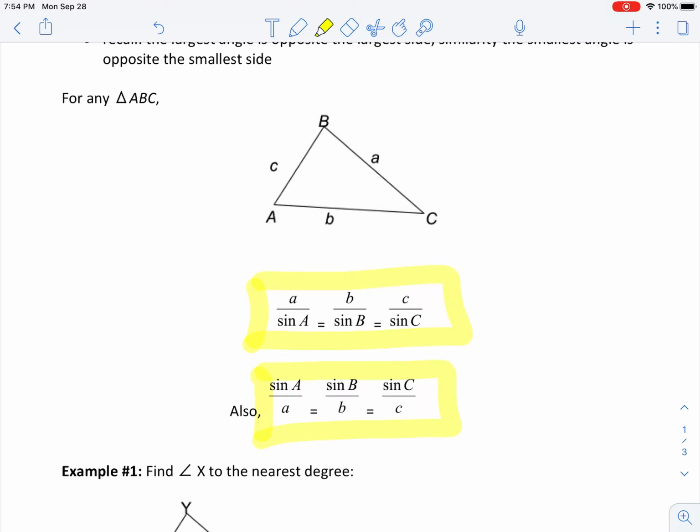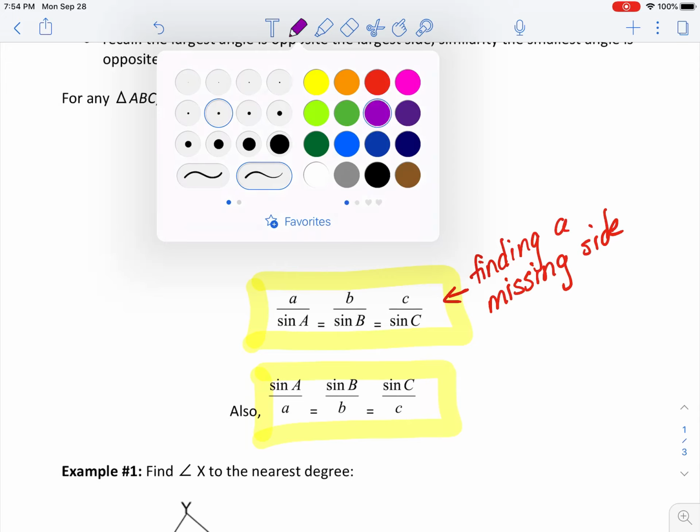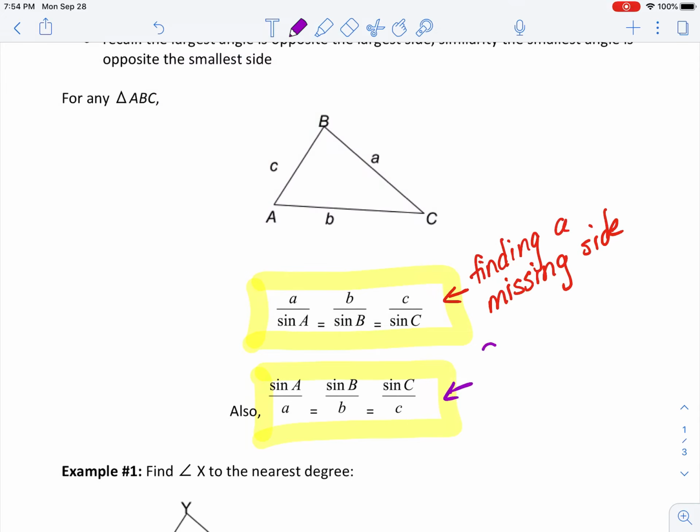Okay? Doesn't matter which one you use. I usually use this top one if we're trying to find a side. They work either way, but it's just a little bit easier. And I use this one if we are finding a missing angle. I just like the unknown to be on top because it's less steps.